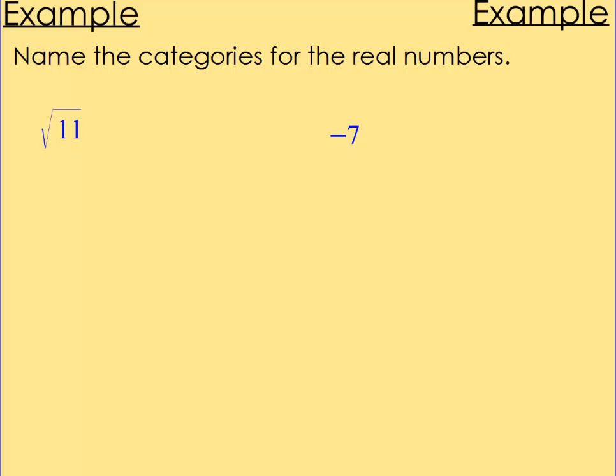Pause the video. Okay, name the categories for the real numbers. So we had a few categories before. We had integers, whole numbers, and natural numbers, right? Well, let's look at the square root of 11. We can't simplify that to an integer, so it's not an integer. It's not a whole number. If it's not an integer, it's not a whole number or a natural number. But we can ask, is it rational or irrational? It's actually irrational, because you can't simplify that down to a fraction of a over b.